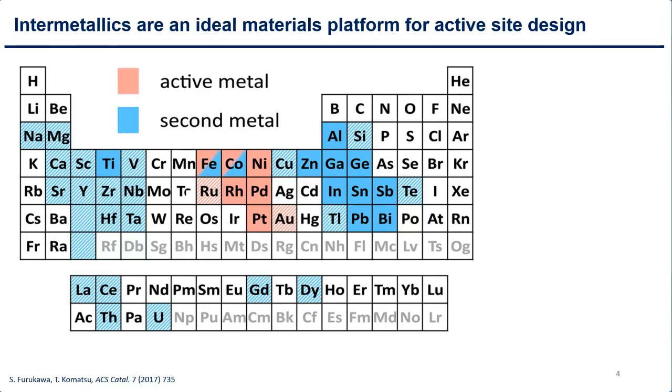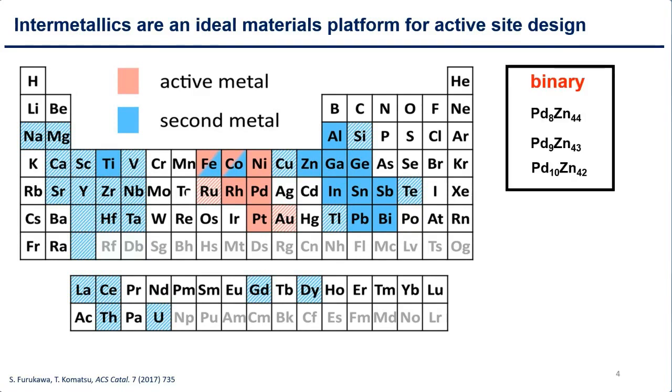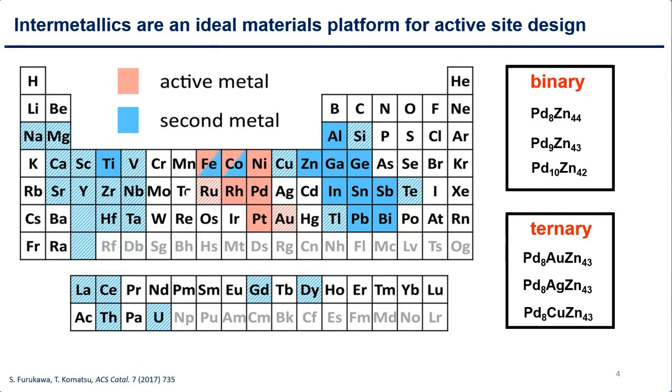So in this work, we're going to talk about two distinct types of intermetallics. The first one are binary intermetallics, where we're going to look at palladium-zinc intermetallics, and we're going to subtly tune the composition of the intermetallic phase in order to demonstrate how that has stark impact on both catalytic activity and selectivity for semihydrogenation. The second class of materials that we're going to look at are ternary materials, where we're simply going to substitute in a coinage metal, either gold, silver, or copper, and demonstrate how changes in composition influence selectivity during this semihydrogenation reaction.